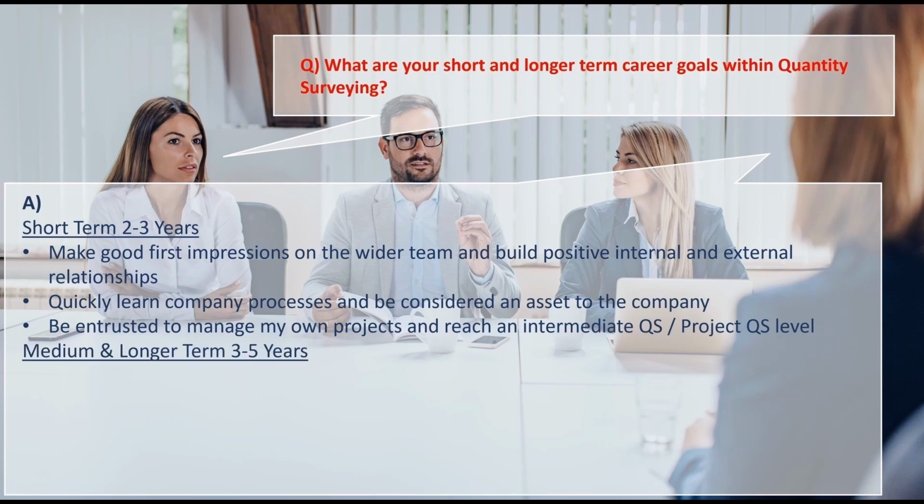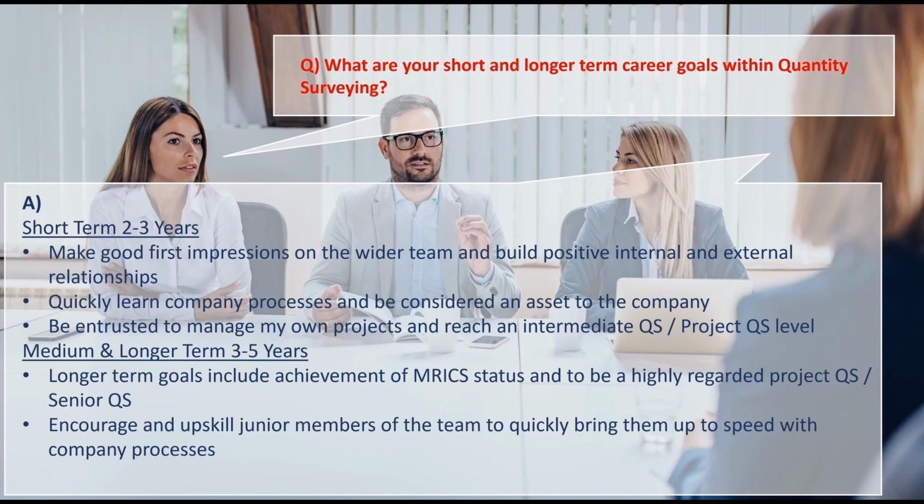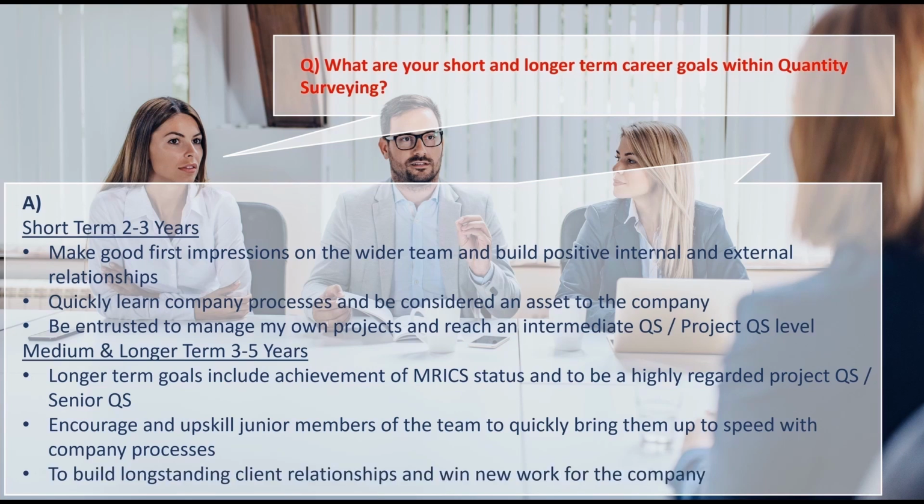When looking to address the more medium and longer term objectives over 3 to 5 years, some of the objectives we could reference would include, firstly, to pass the APC and achieve MRICS status, which is commonly regarded as a gold standard to clients, colleagues and quantity surveyors working in the construction industry. We could also say that we would look to encourage and upskill more junior staff members to quickly bring them up to speed with company processes. And finally, we can say that we would look to build long-standing client relationships and win new work for the company.